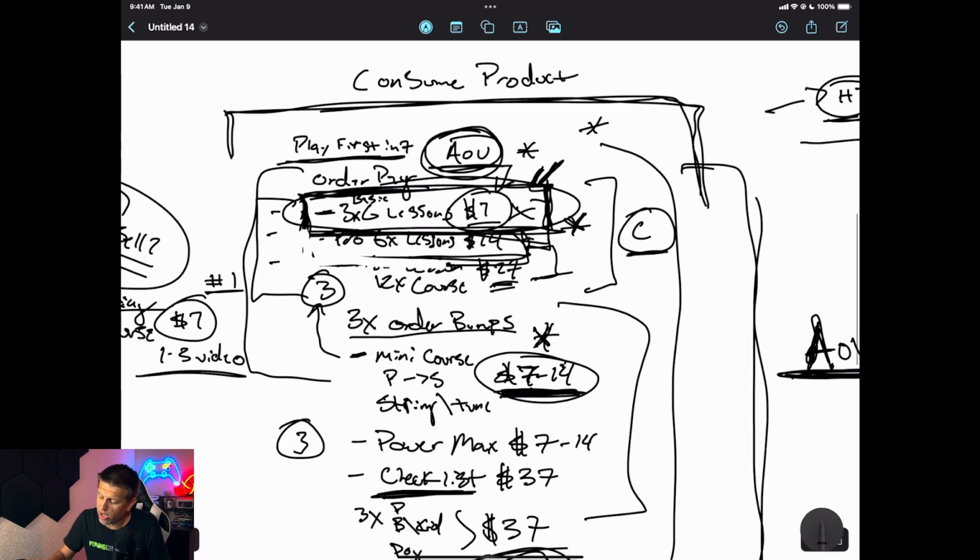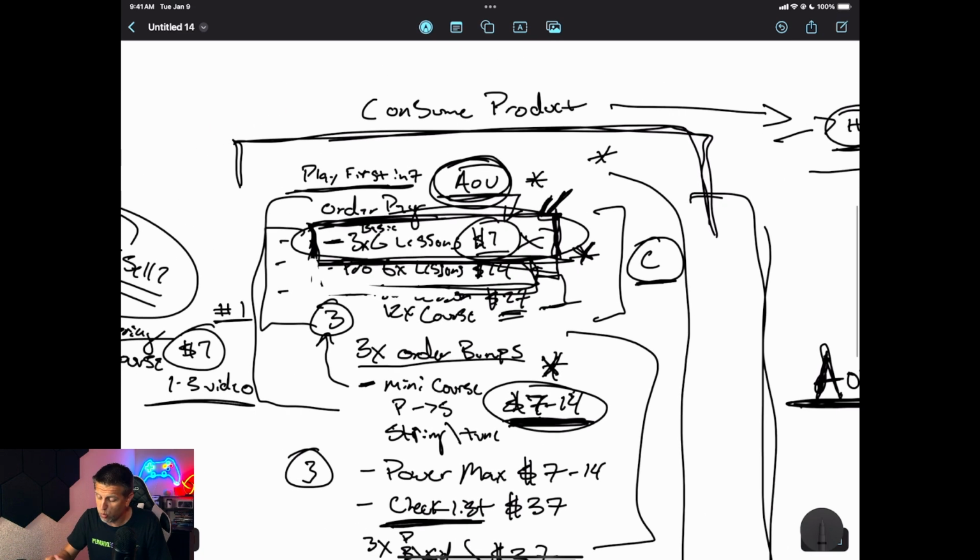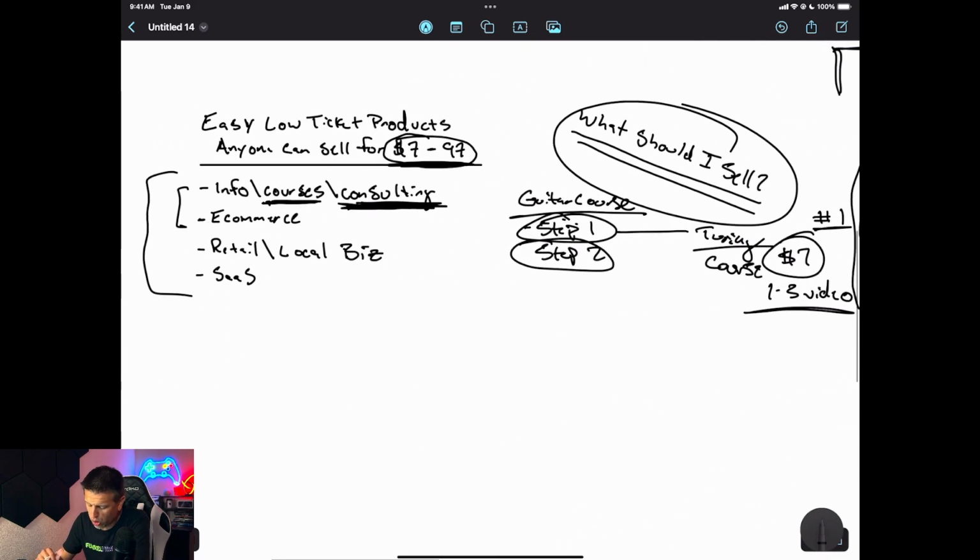If they consume the product, they will buy the high ticket. A percentage of them will. That's how it works, because that's the whole point of all of this. We want to build trust, respect, and rapport, and we can't do that if they don't consume the product, okay? So another fun little rabbit hole that we found ourselves in, as always.